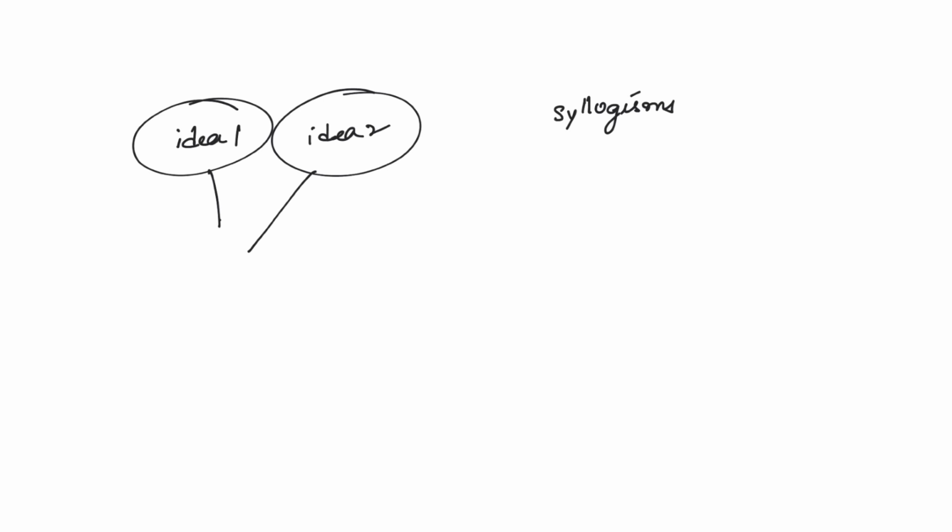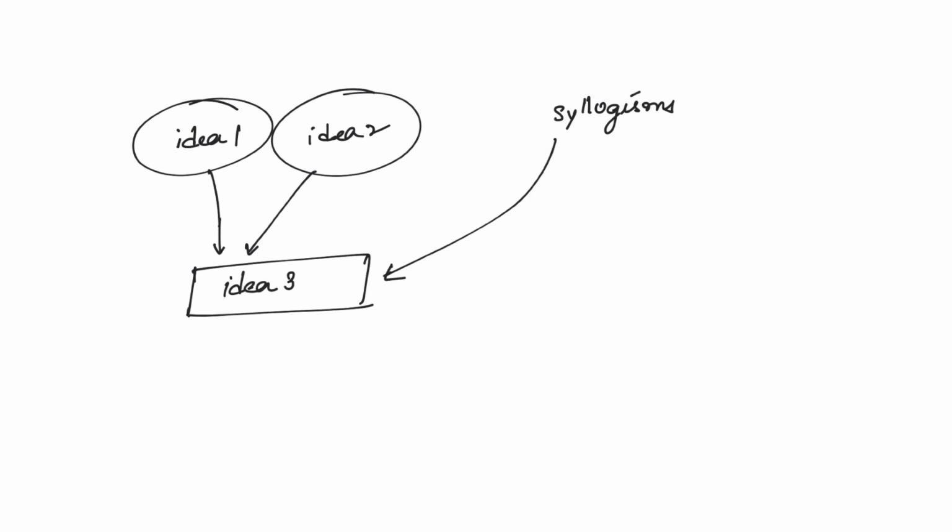So we have the study of rules called syllogisms. These are the study of rules that describe the correct way of combining ideas, or the relation of ideas together. If we have two ideas, idea 1 and idea 2, these two ideas can be combined and interrelated, and then we can get a third idea, idea 3. This process is called syllogisms.